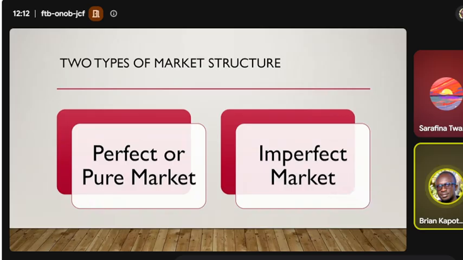So now there are two types of market structures. And this is some of the basic principles of microeconomics. We're looking at perfect or pure market, and then we're also looking at imperfect market. After we look at these two types of markets, we're now going to get to a point where we look at the importance of regulation.